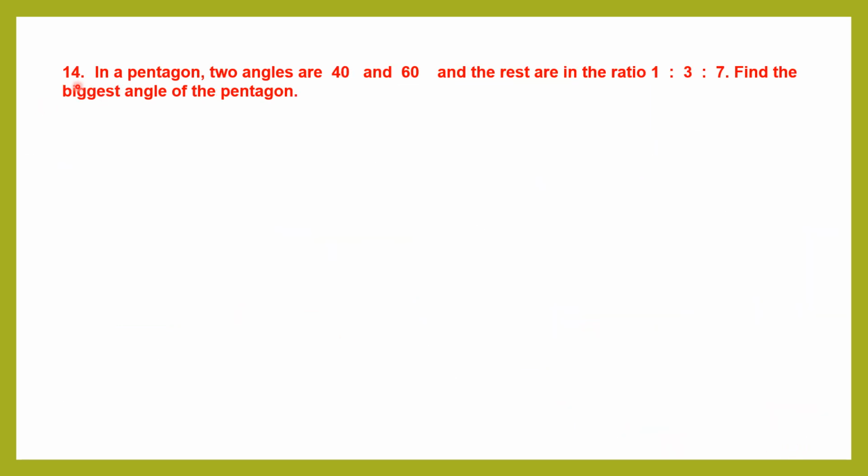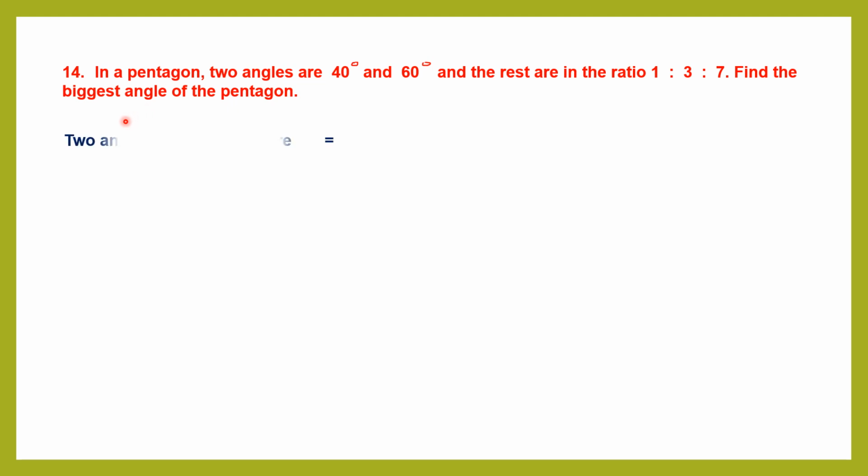Question 14. In a pentagon, two angles are 40 degrees and 60 degrees, and the rest are in the ratio 1:3:7. Find the biggest angle of the pentagon. A pentagon is a polygon that has 5 sides, 5 angles. There are 2 angles given to us already, and the ratio of the other 3 are given. Now we have to find out all the angles and see which among these is the biggest angle of the pentagon.